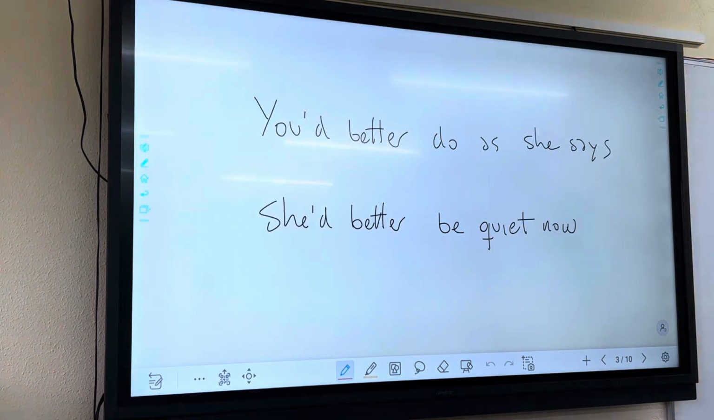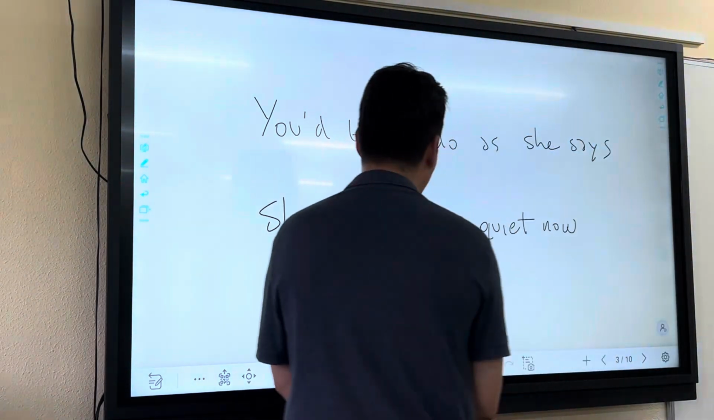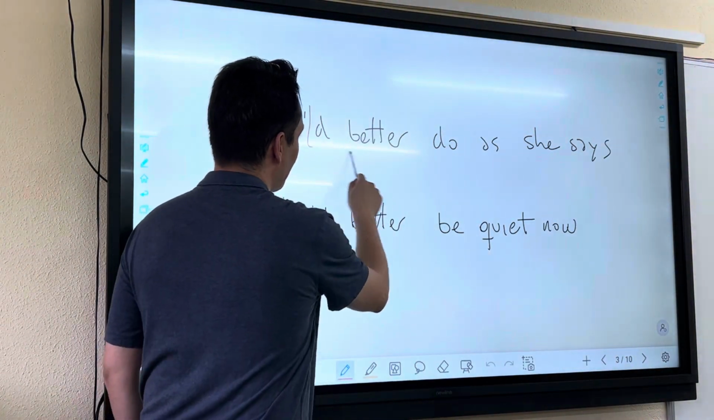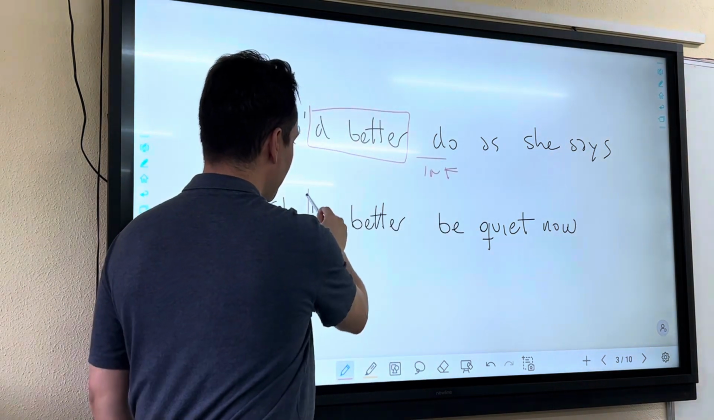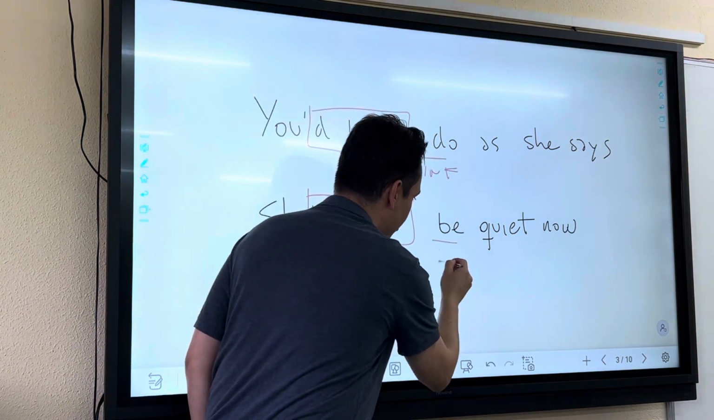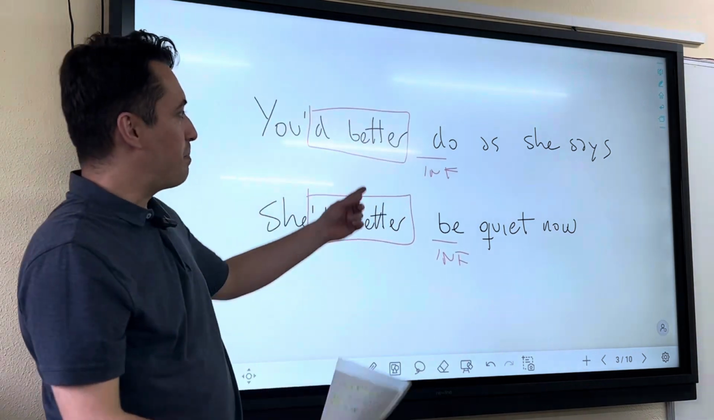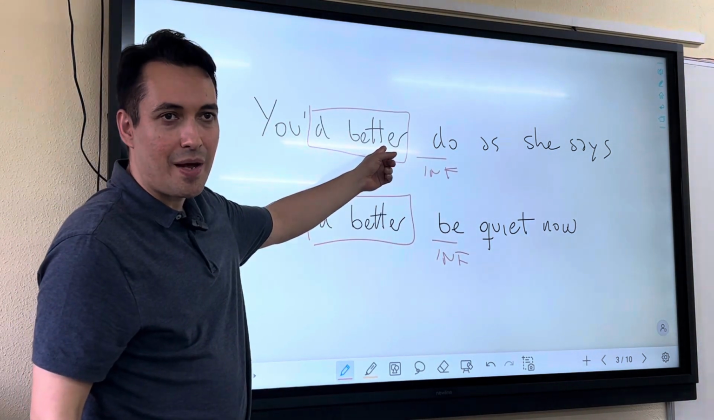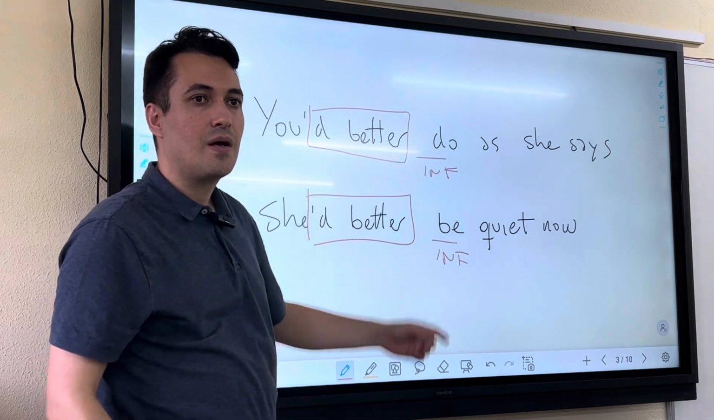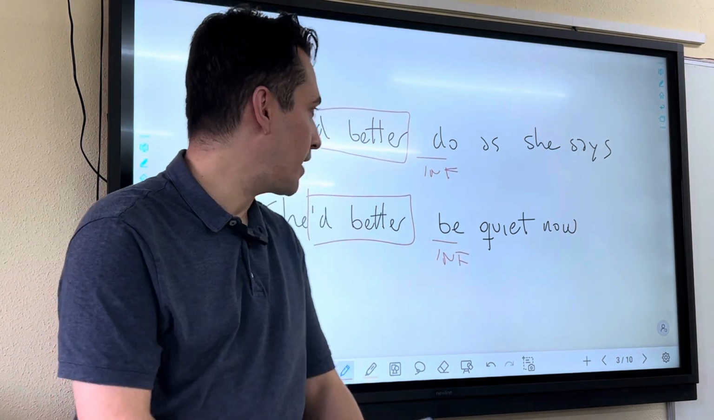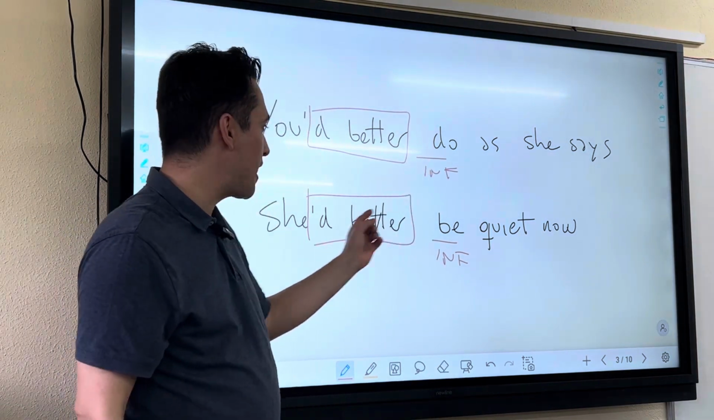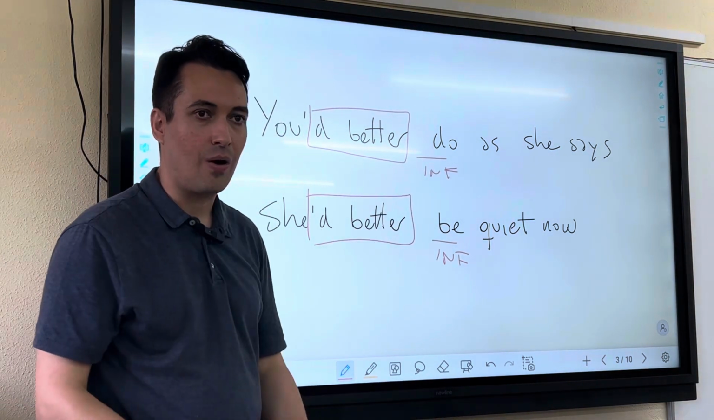Have a look at these two sentences. You'd better do as she says. She'd better be quiet now. Okay. You'd better, and then infinitive. She'd better, and then infinitive. This better, that is the American pronunciation. Better, a more British pronunciation. You'd better do as she says. She'd better be quiet now.